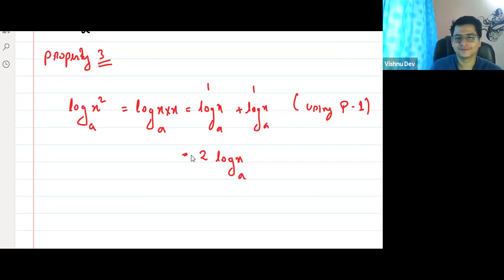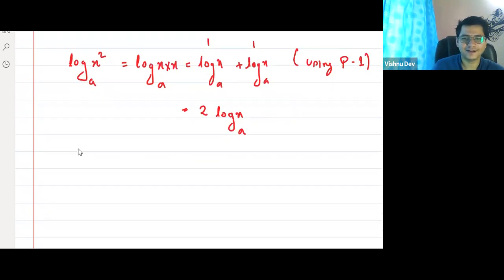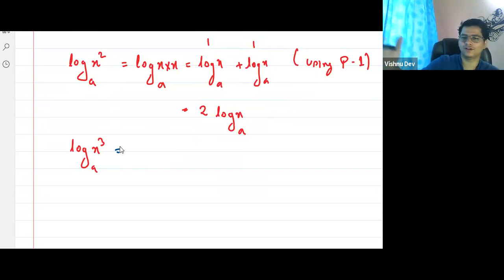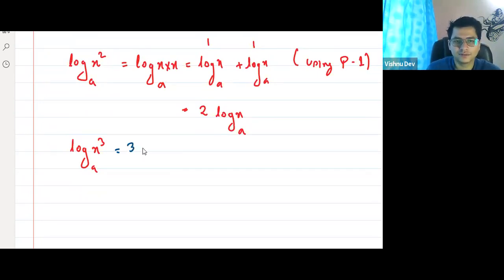Easy, right? If I ask you, what is log x to the power 3 base a? Then log x base a plus log x base a plus log x base a. You can just say the direct answer. It can be written as 3 log x base a. Very good.